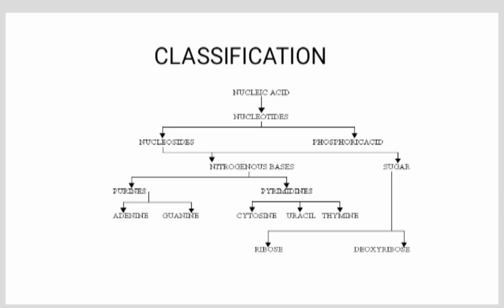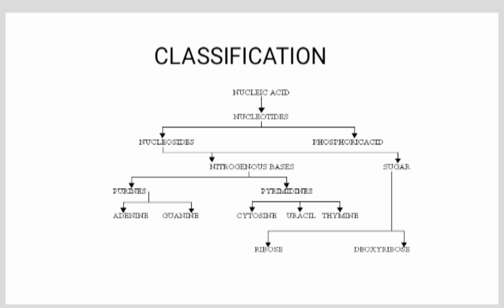The classification of nucleic acids: nucleotides, nucleosides, and phosphoric acid. First, the nucleic acid consists of polynucleotide. Polynucleotide is nothing but the combination of nucleosides as well as phosphoric acid. The nucleoside is a nitrogenous base and a sugar molecule. The sugar molecule has two types: one is the ribose sugar and the other is the deoxyribose sugar.